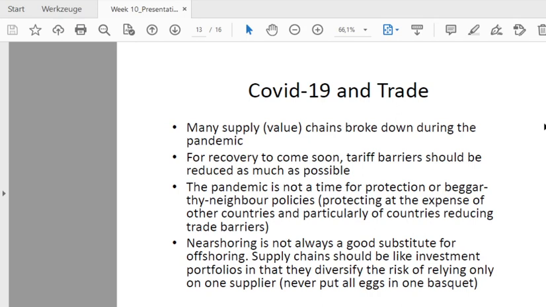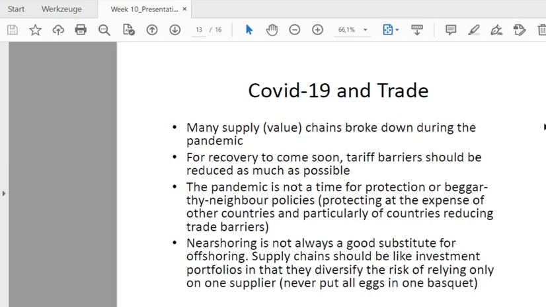Now, some countries have tried to look for substitutes for the broken supply chains. So they started producing themselves the goods that they imported from other countries, or they started to look for new suppliers in other countries. So the structure of supply chains is changing very fast.